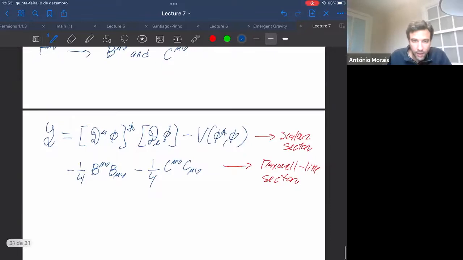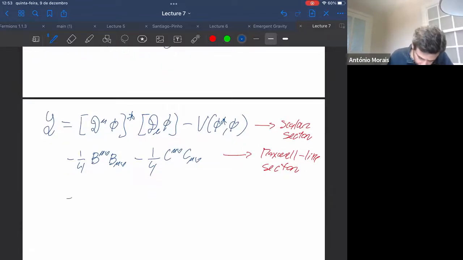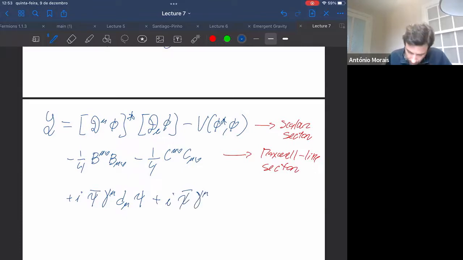We have kinetic terms for fermions, for the chiral fermions: i psi bar gamma mu D mu psi plus i chi bar gamma mu D mu chi. Here we also need to define the covariant derivatives. These are the kinetic terms for fermions.